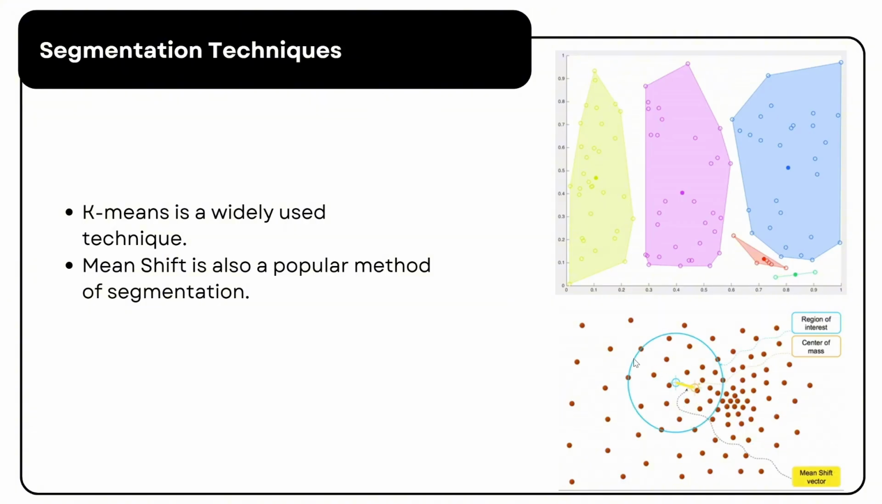So both of these are non-deep learning methods, but they lay the groundwork for modern image segmentation techniques. And while they are not as accurate as deep learning based approaches, they are still useful in certain applications, especially when computational efficiency or data simplicity is key.